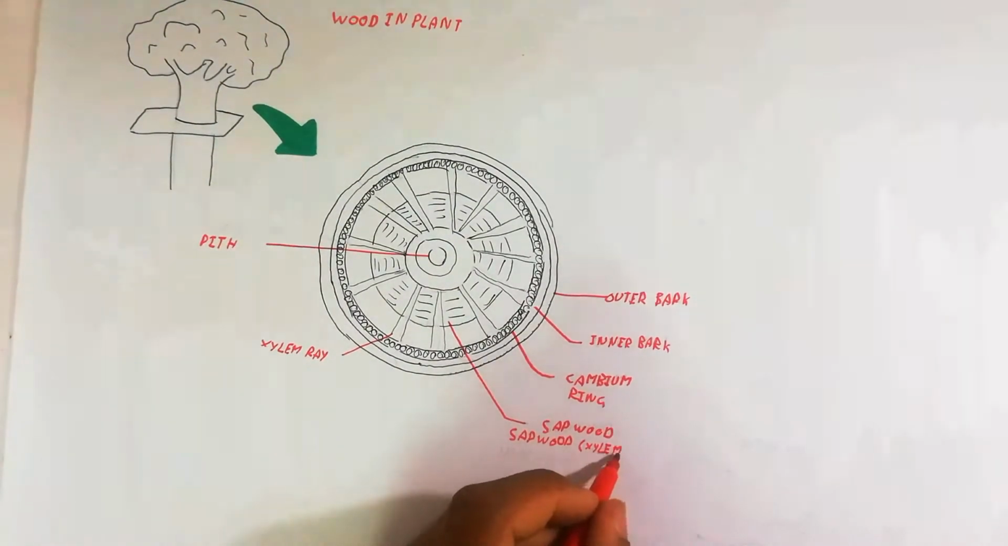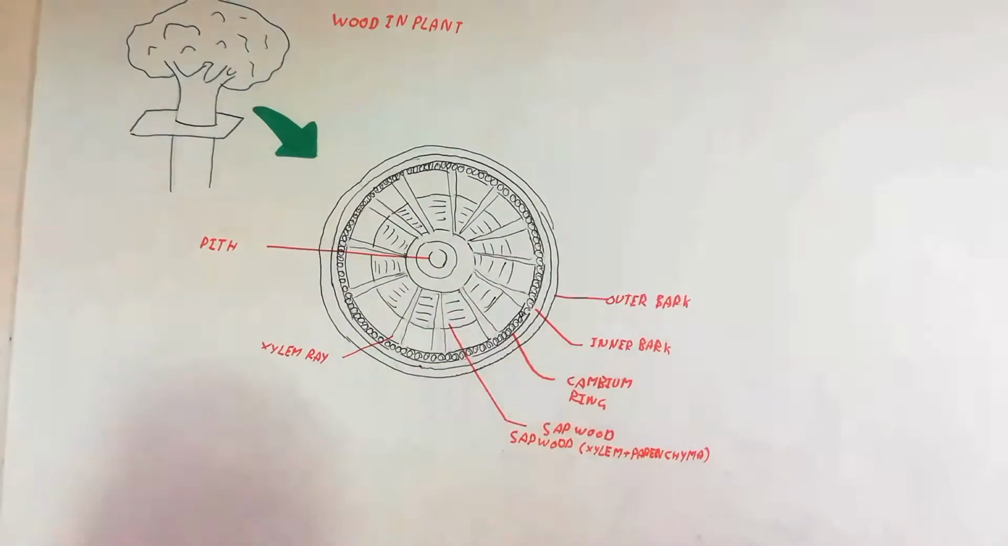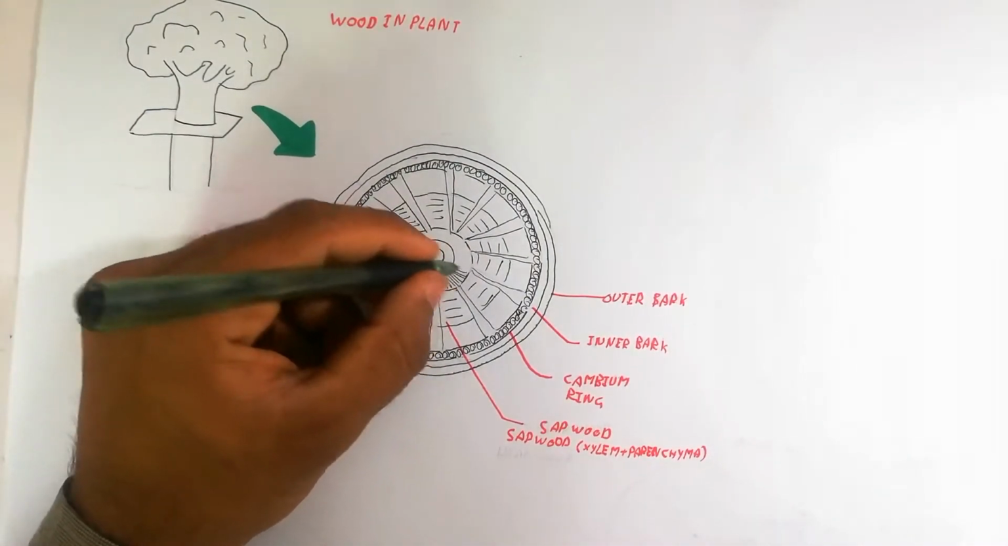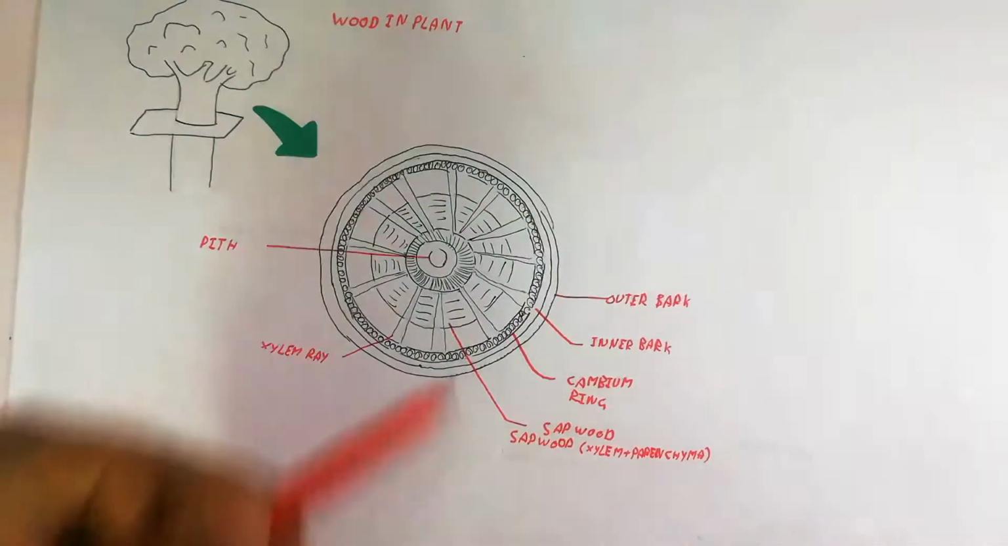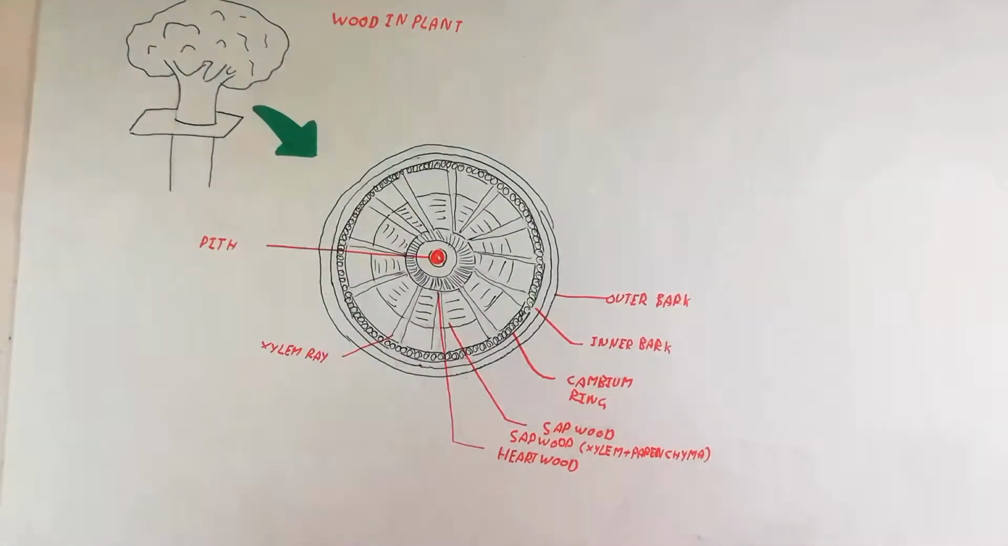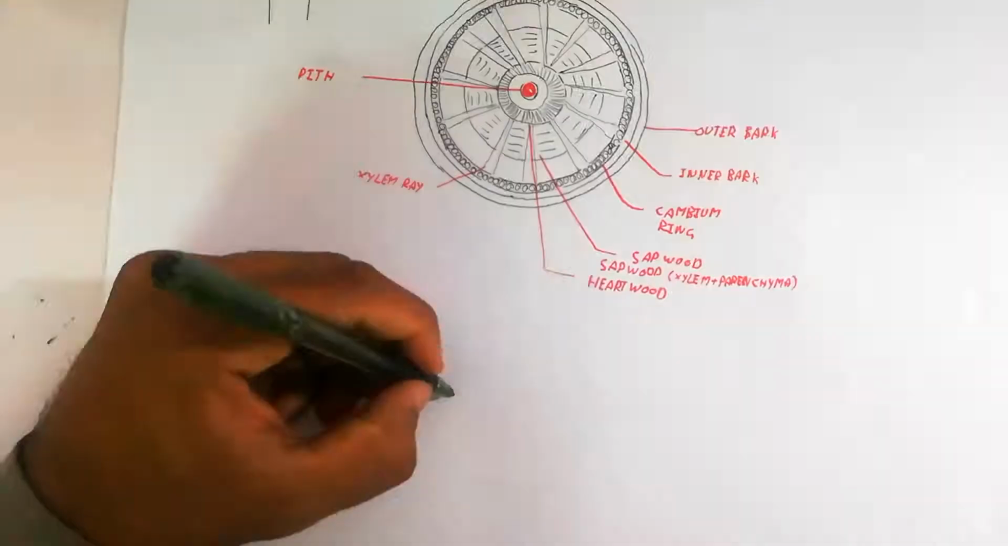which contains sapwood and hardwood, and between the sapwood and hardwood the xylem rays are present, which are in the form of rays. Inside, in the middle, is the pith. So here is the hardwood.